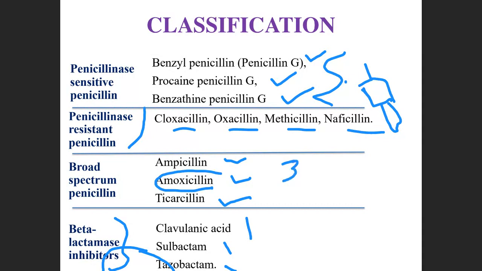TID, which means 3 times a day, 500 milligram dose. The amoxicillin dose is 500 milligram 3 times a day. Based upon the infection, it could be from 5 to 7 days. It is the most common drug used for dental infections.